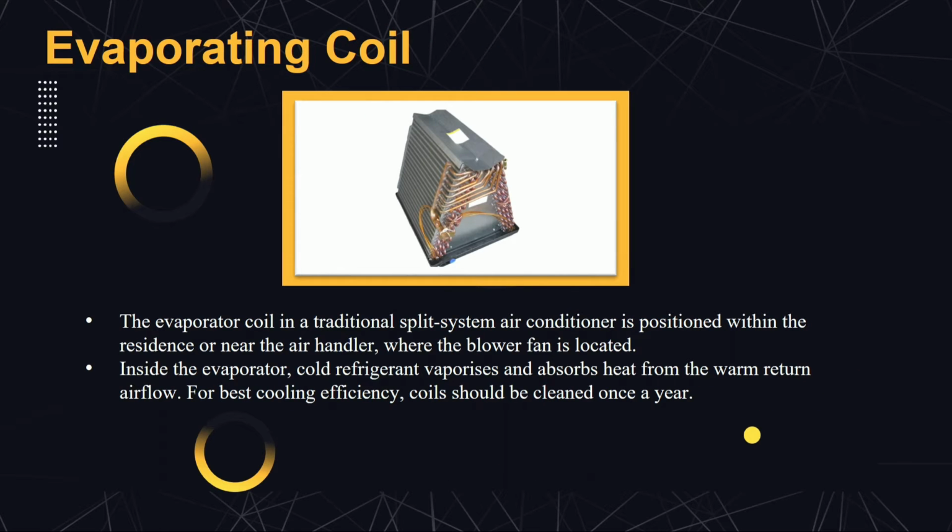The second component is evaporating coil. The evaporator coil in a traditional split system air conditioner is positioned within the residence or near the air handler, while the blower fan is located inside. Inside the evaporator, cool refrigerant vaporizes and absorbs heat from the warm return airflow. For best cooling efficiency, the coil should be cleaned once a year.